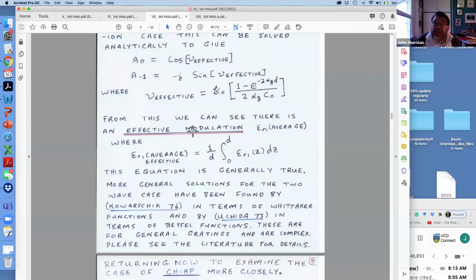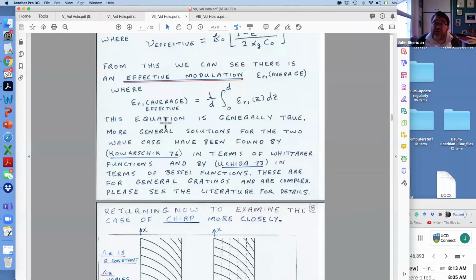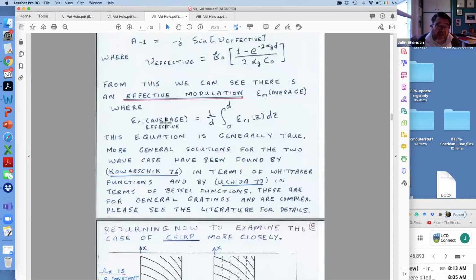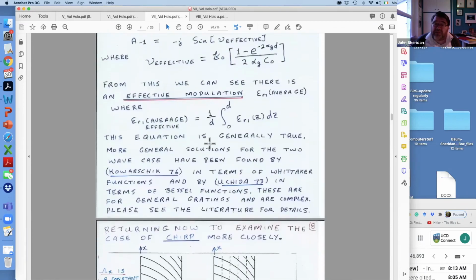From this, we can see there is an effective modulation, and that effective modulation is given by the average modulation. So we integrate this from 0 to D, the thickness, and divide by D, and what we have here is an average permittivity value. So all we've done is, if we've got this modulation, it's very handy, we're playing on Bragg, we calculate out an average index, and we can use our standard formulas, the cosine and the sine, to find our diffracted and transmitted fields.